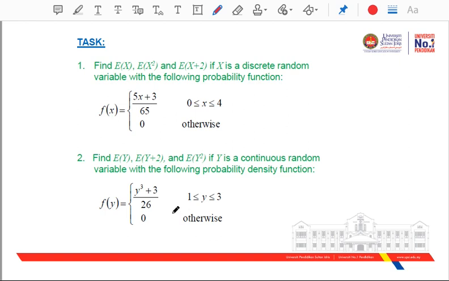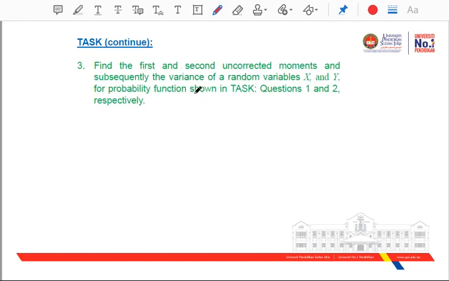Okay, so as usual, you learn about expected value and variance and then about the moment and how they relate to each other. In order to make sure that you understand it, besides doing the exercise I asked you just now in the example, as usual you need to do this task. There are 3 questions here: 1, 2, and the third question is about the moment, related to questions 1 and 2. Find the first and second uncorrected moment and also the variance. So as usual, please do the 3 tasks.